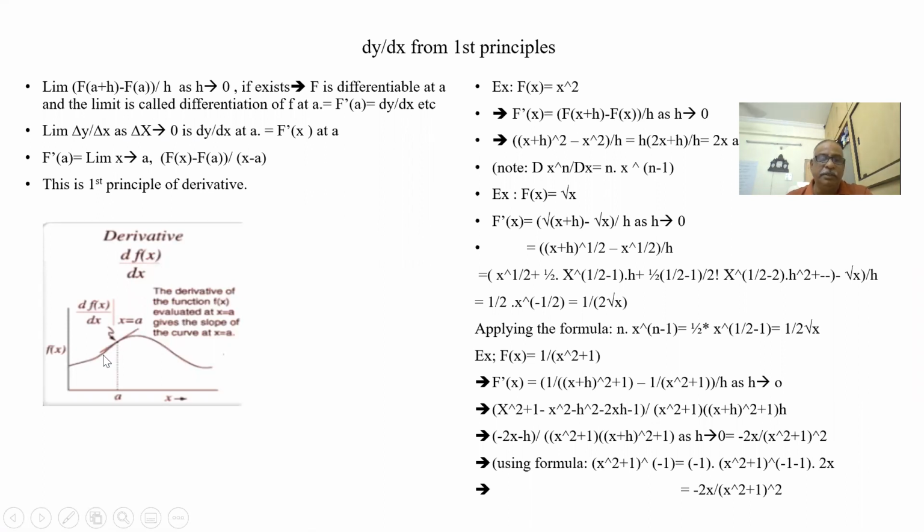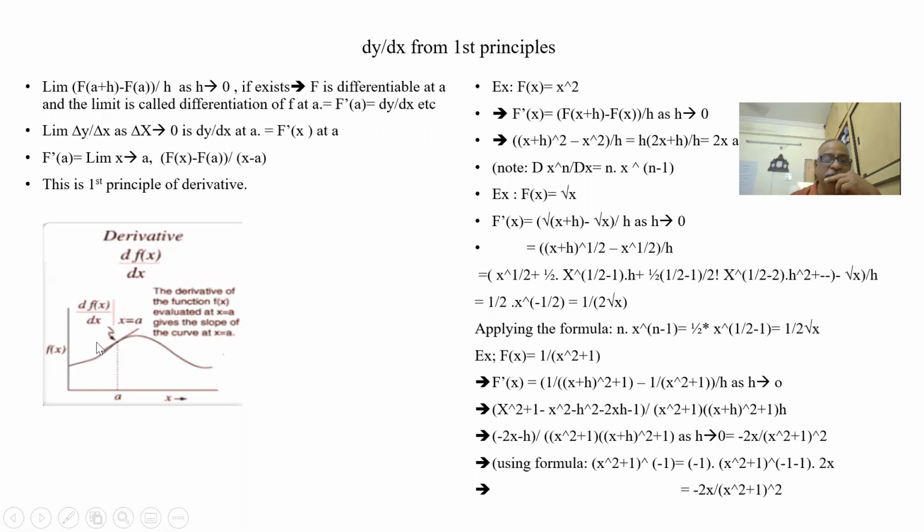See, there is a line here. What is the slope of this line? The slope of this line is delta y by delta x, or y2 minus y1 by x2 minus x1. Wherever slope is constant, we can simply say delta y by delta x.